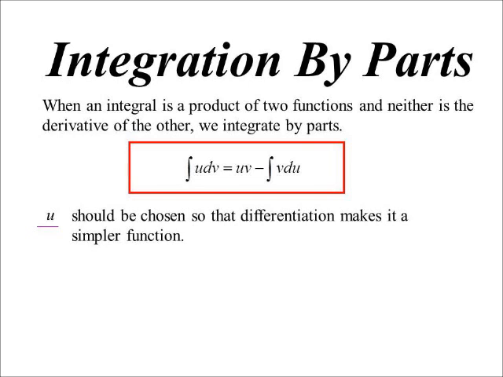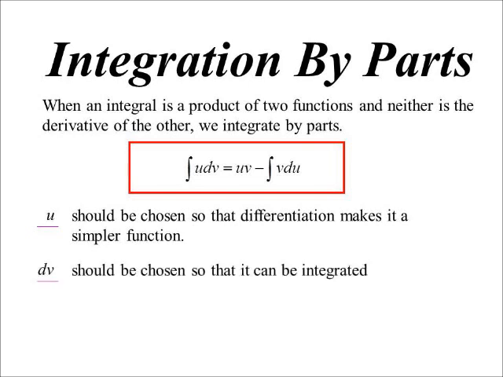Trig's a bit tricky because differentiate sine, you get cosine. You haven't really made a simpler function. Same with exponentials. Differentiate e to the x, you get e to the x. You haven't really made a simpler function. So they're not usually the best choice. Sometimes you're forced to choose those, but if I have a polynomial with it, I'll go with the polynomial. So whichever's going to make a simpler function, if you can.